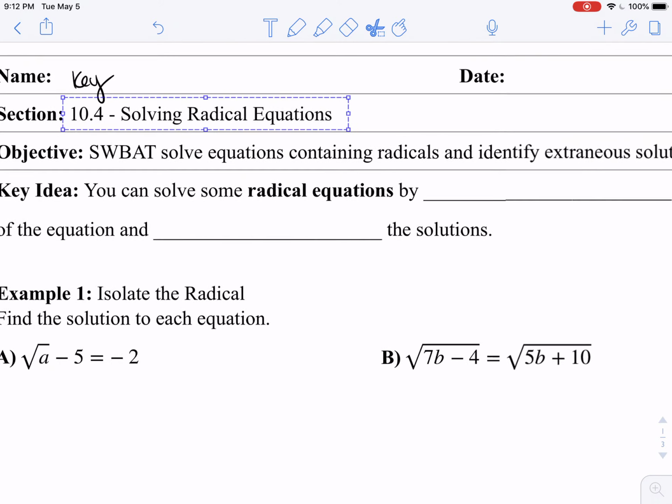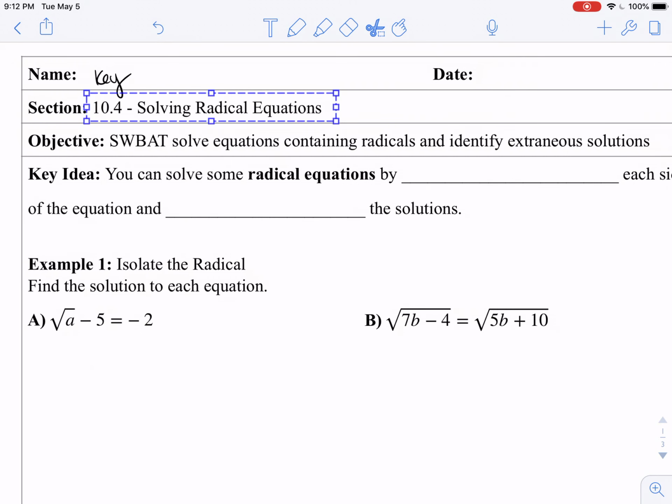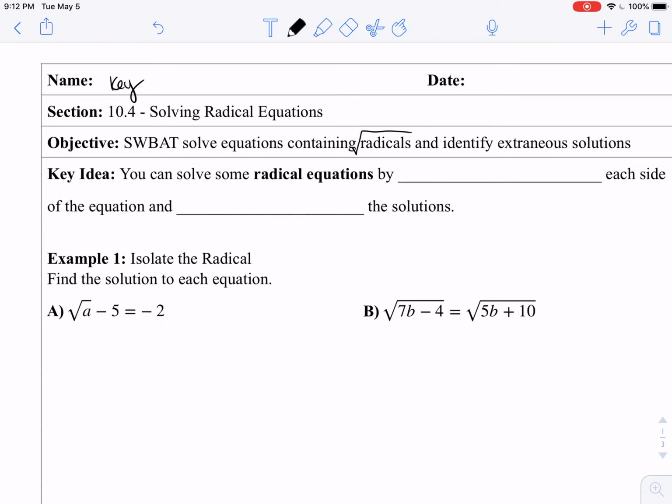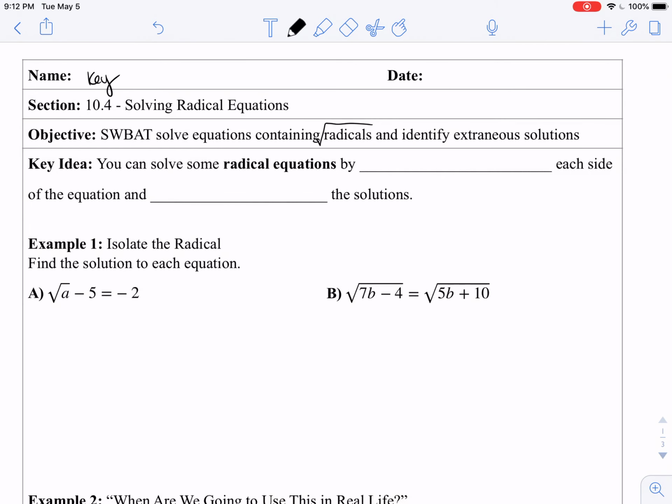By the end of the day, you will be able to solve equations containing radicals and identify extraneous solutions. Alright, here's our main idea for the day. You can solve radical equations, that's equations with radicals in them, by squaring each side. After you square each side, you will want to test the solutions, just like we always check our work. So let's jump right in.